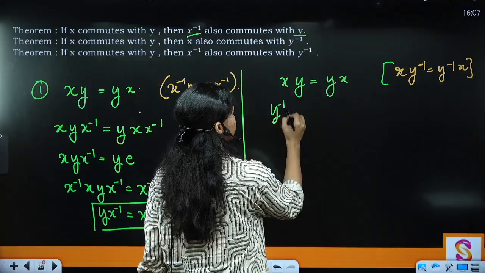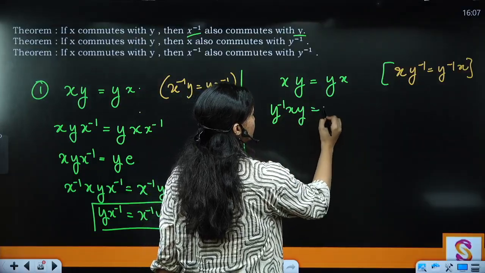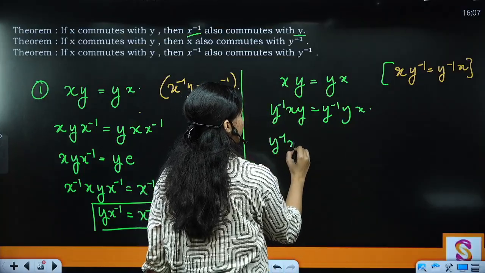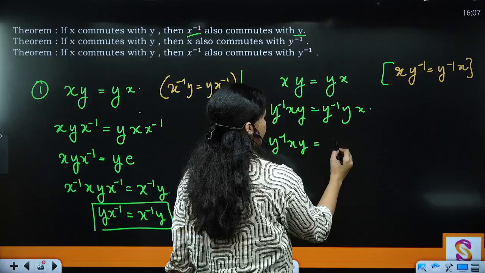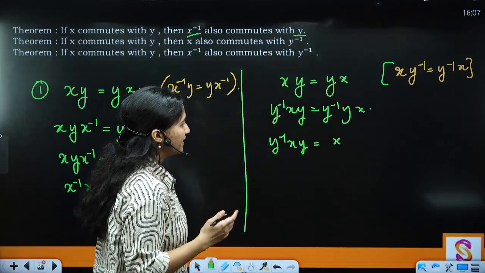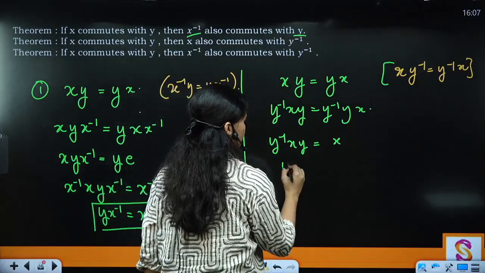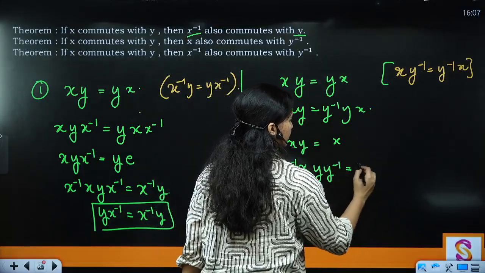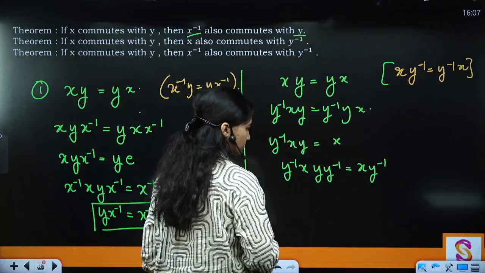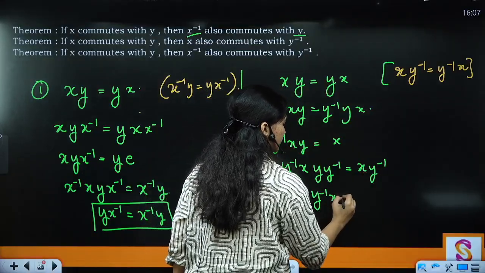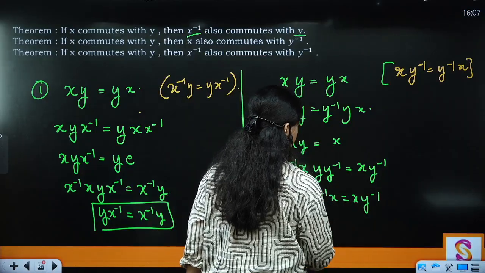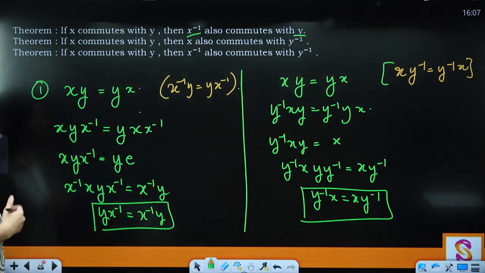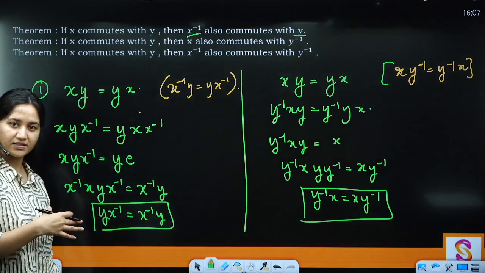So y inverse x y equals y inverse y x. So this will be y inverse x y equals x. Now we need y inverse on the other side as well. So this will be y inverse x y y inverse. So this will be x y inverse. Now y inverse x equals x y inverse, right? So hence proof. So y inverse x also commutes with y inverse as well, right?